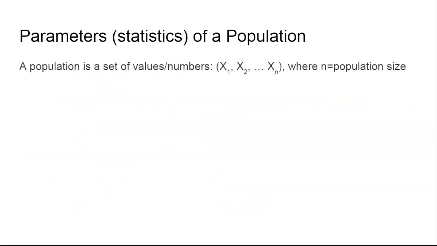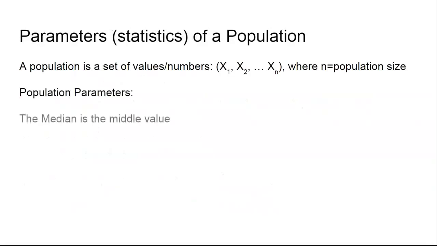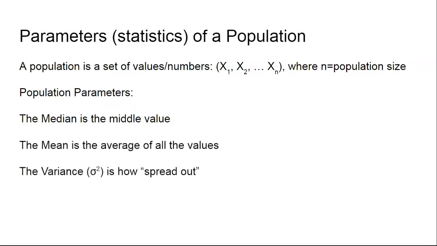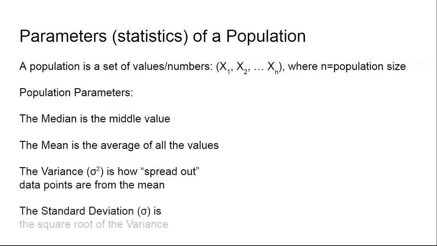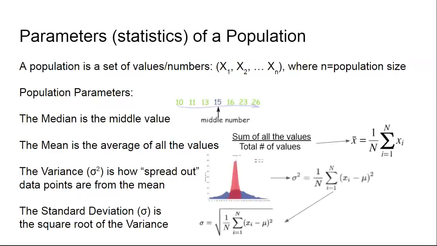A population is a set of values where n equals population size. The population has many parameters. The median is the middle value. The mean is the average of all the values. The variance is how spread out data points are from the mean. And the standard deviation is the square root of the variance. We often use standard deviation because it's in the same units as the data, unlike variance. Here are the formulas for each, where the Greek symbol sigma stands for sum.